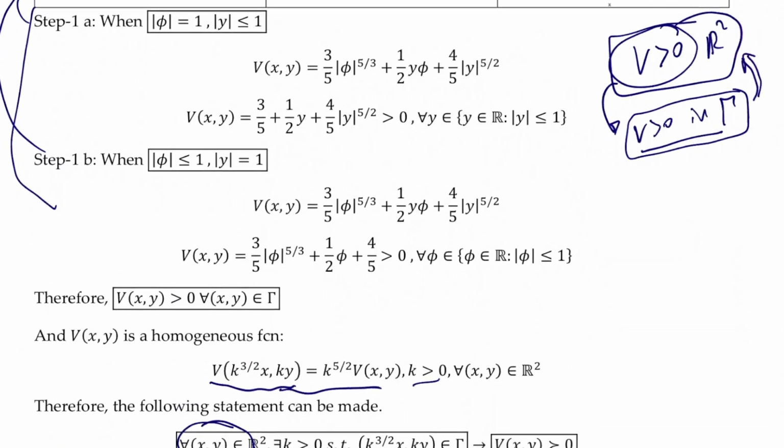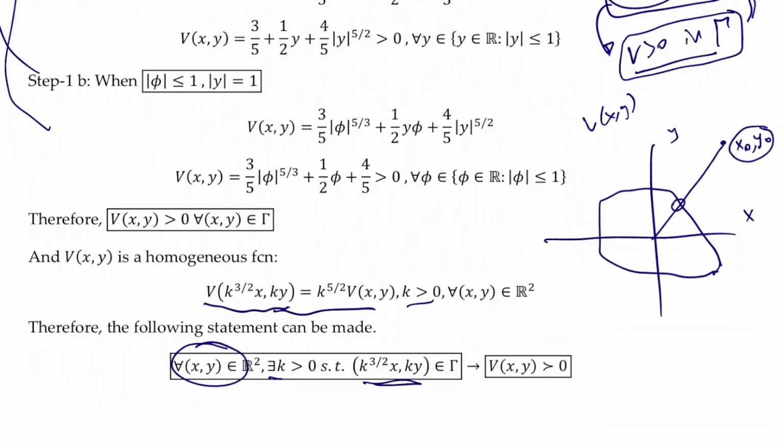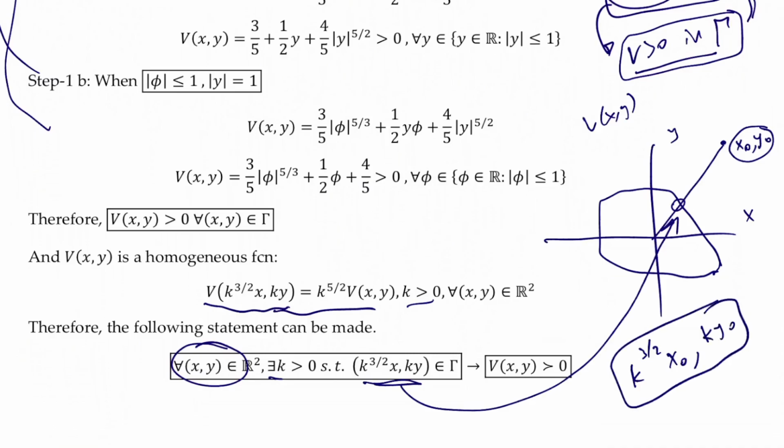Okay, let's imagine that was a closed curve, and we are saying that V of x, y, where this is x and this is y, whatever x0, y0 pair you give me, I can find a k such that this expression, 3 over 2 a x0 and k times y0, this pair is on this set.